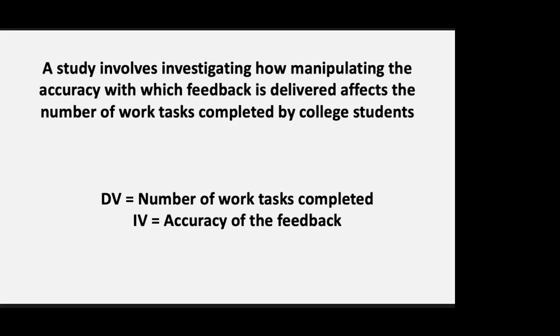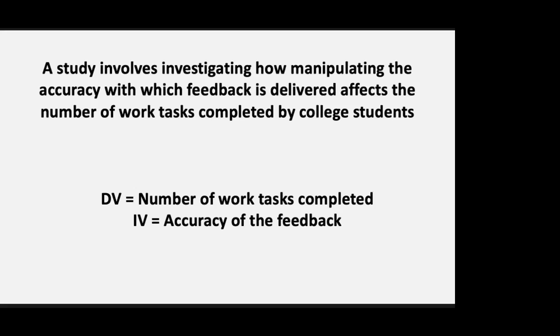Let's say we only gave them accurate feedback 50% of the time. So let's say they got 10 things right, but we only told them 5 of those things were right. And let's say they got 10 things wrong, but we only told them about 5 of those mistakes. Okay, so now we're only giving them accurate feedback about 50% of the time. We've manipulated that variable. Now how many tasks will they complete?